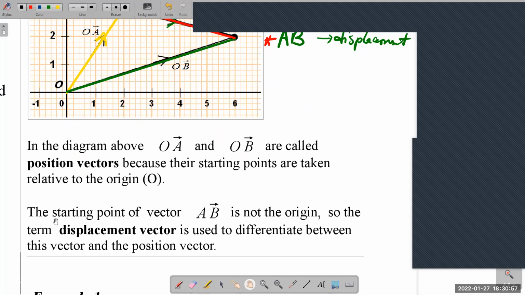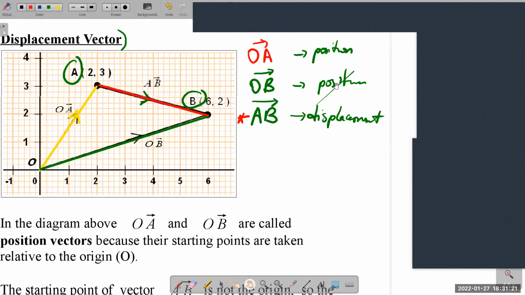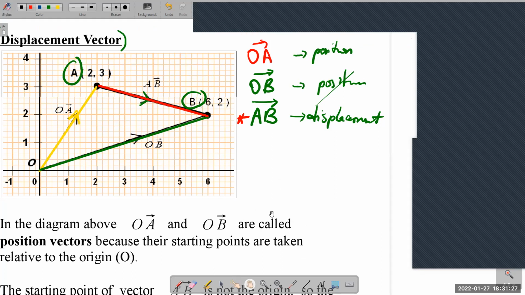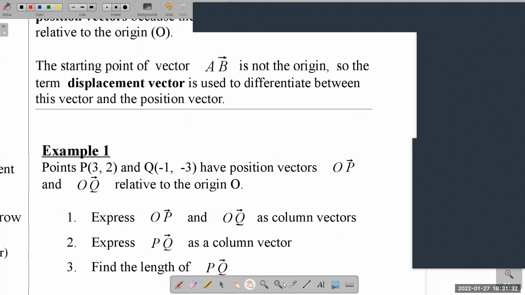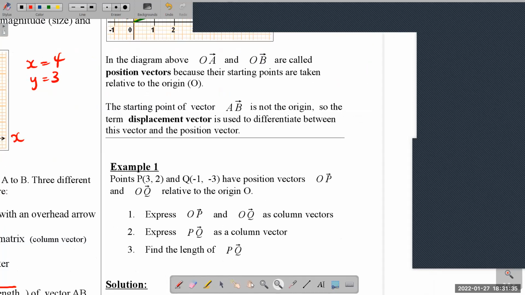Let's look at the next sentence. The starting point of vector AB is not the origin. So the term displacement vectors is used to tell you the difference between this type of vector and a position vector. So you see, we understand when a vector starts at the origin and when a vector doesn't start at the origin. Once it starts at the origin, it's called a position vector. When it's not started at the origin, it's called a displacement vector. That is it. All right, so let's move on to an example, which I love, because this is where we start to make sense of the information that we just learned.